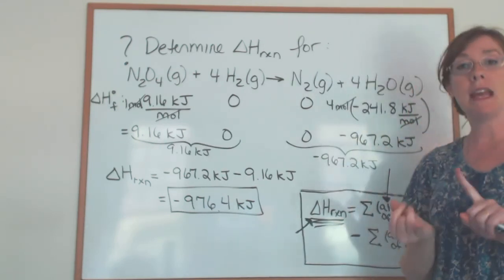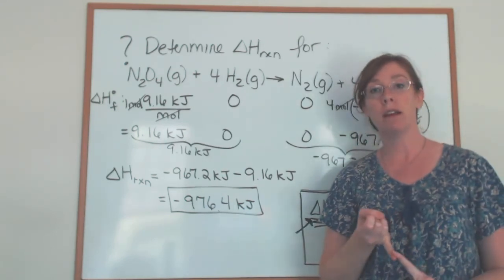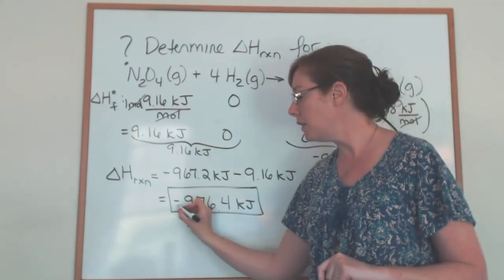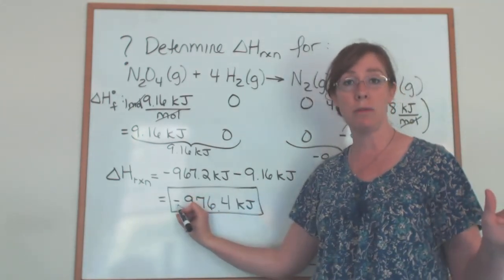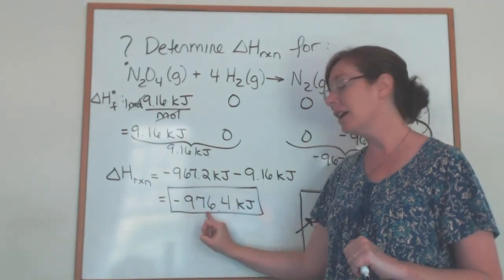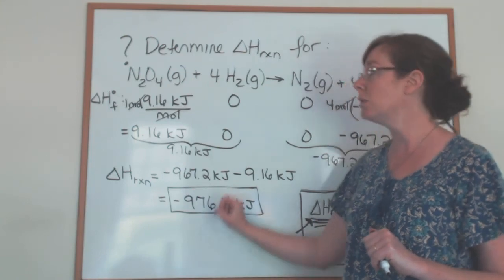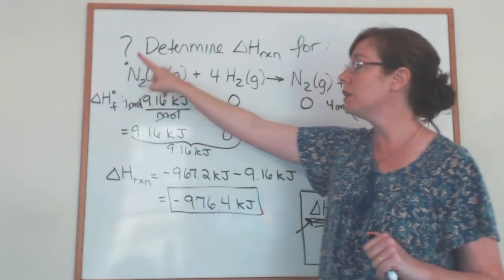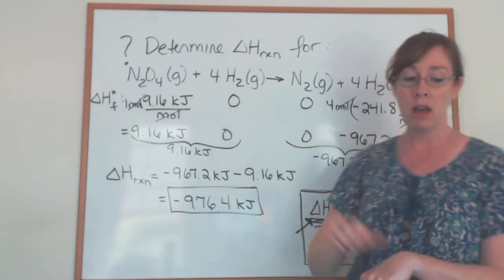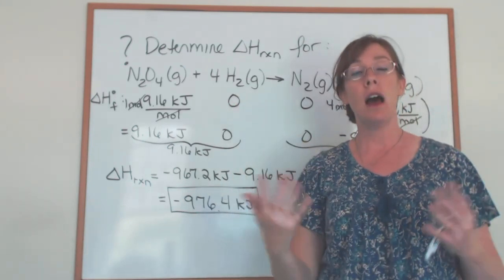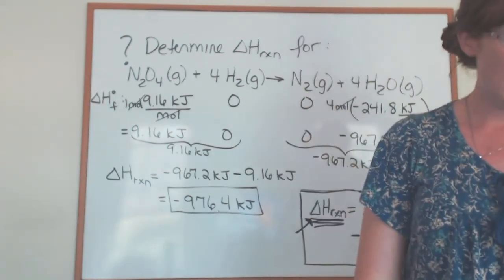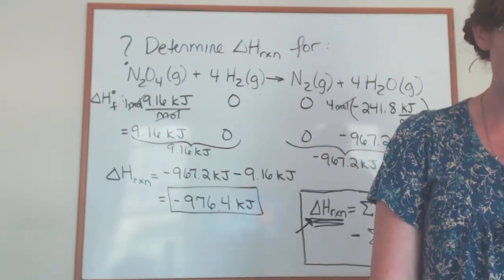Now, we should be able to answer, is it exothermic or endothermic? How do we know? All you have to do is look at that sign. If you see a negative number right there, it's exothermic. It's going to release heat. How much heat? It's going to release 976.4 kilojoules for every 1 mole of N2O4 reacting with 4 moles of H2O. I'm sorry, H2. So that is how you would calculate delta H for any reaction using standard enthalpies of formation.